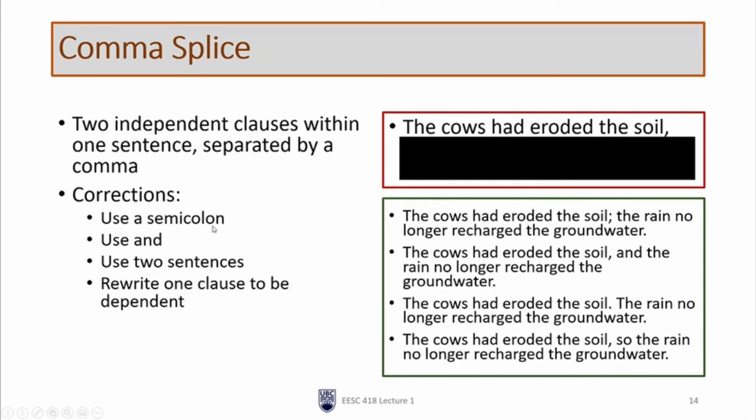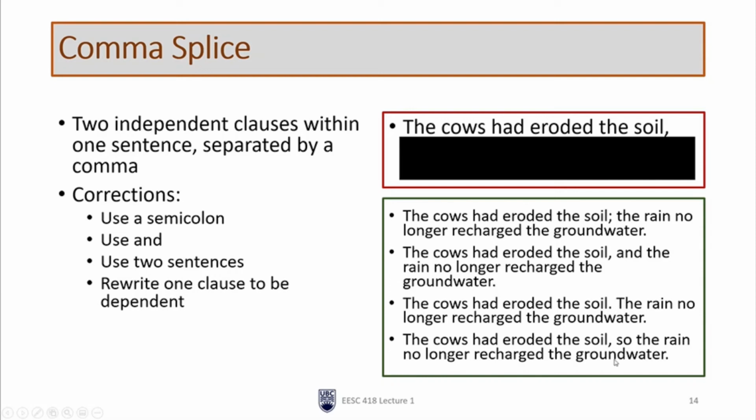We can join them with a semicolon, we can use the word and, we can use two separate sentences, or we can rewrite one clause to be a dependent clause. And you can see I've done all four of these below. The first uses a semicolon. Simply replacing the comma with a semicolon makes it a complete correct sentence. The second example, I just added the word and, now we have a complete sentence. In the third example, I've replaced the comma with a period, and now we have two correct complete sentences.